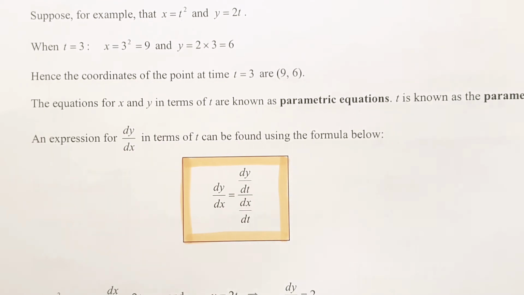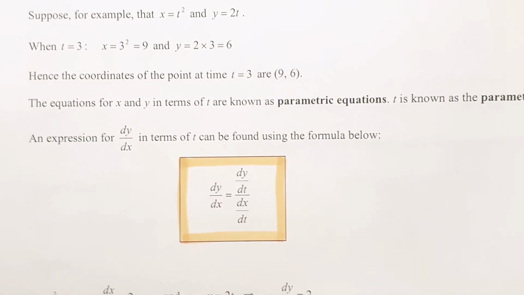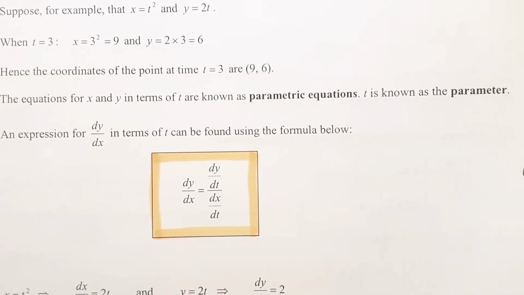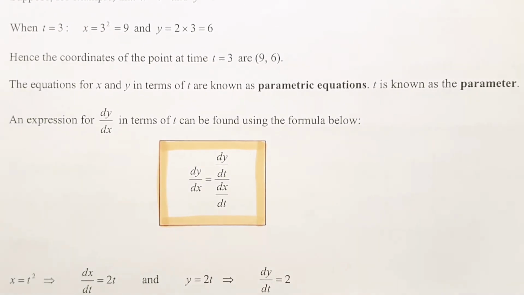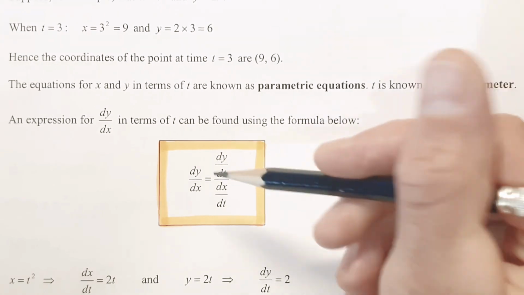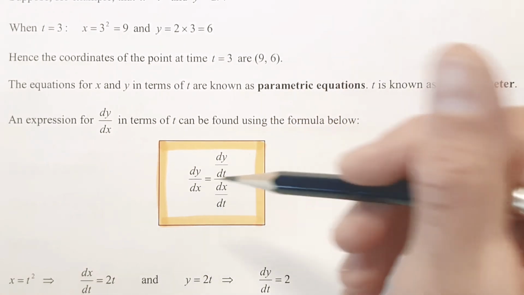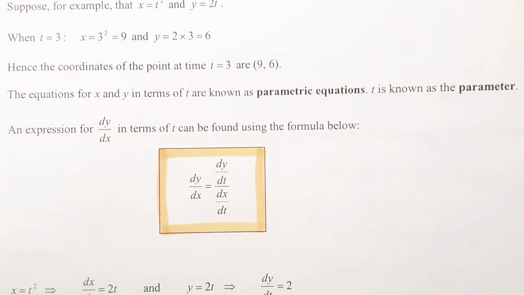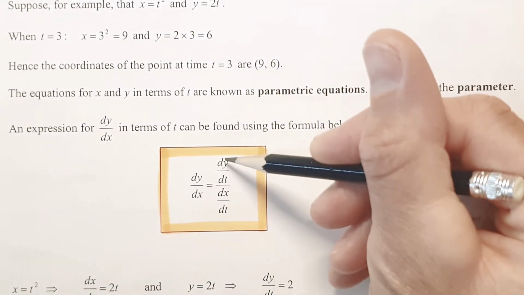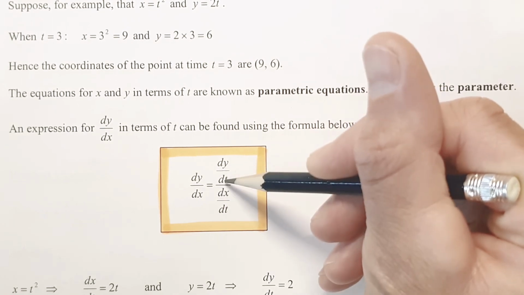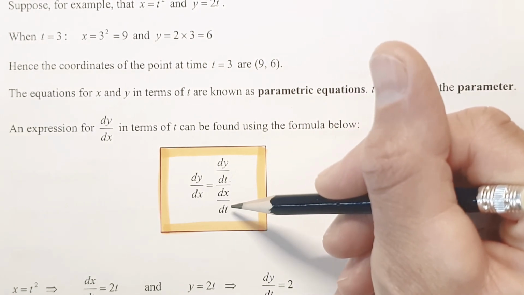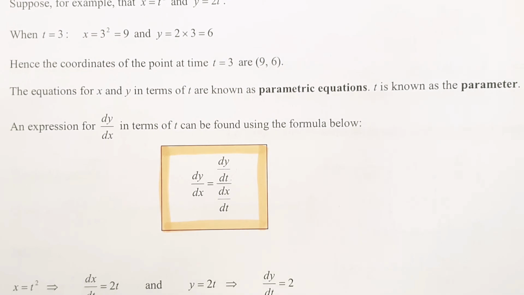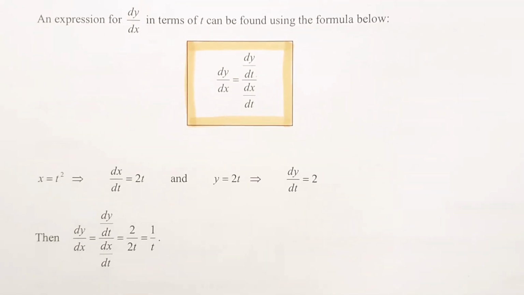Now, the equations telling you how x and y change are known as parametric equations, and t is known as the parameter. So if you want to write down an expression for dy by dx, remember that's just a change in y compared to x. Now the change in y varies depending on what's happening with the time. So dy by dt is your change of y over time, and dx by dt is your change in x over time.